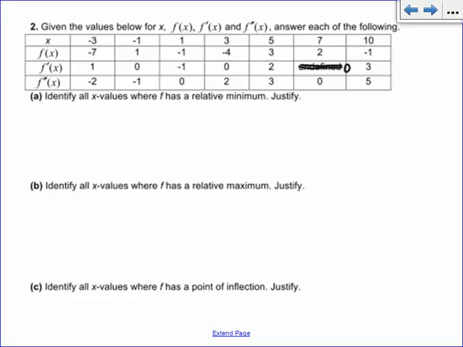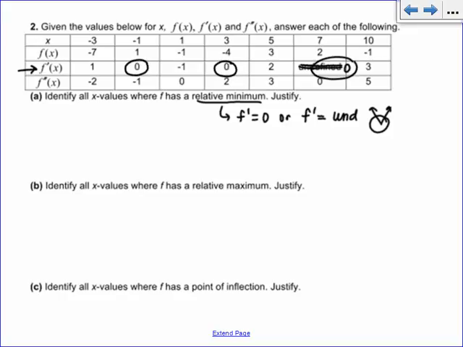All right, so number 2a. It says identify all x values where f has a relative minimum, justified. If we're going to have a relative minimum, we need to find places where f prime equals 0 or f prime is undefined, right? Because we could have something like an absolute value function where we still have a minimum. Looking at our chart, here's f prime in this row. F prime is equal to 0 here, here, and I had you edit this one as 0 as well. So these are 3 locations of possible minimums or maximums.